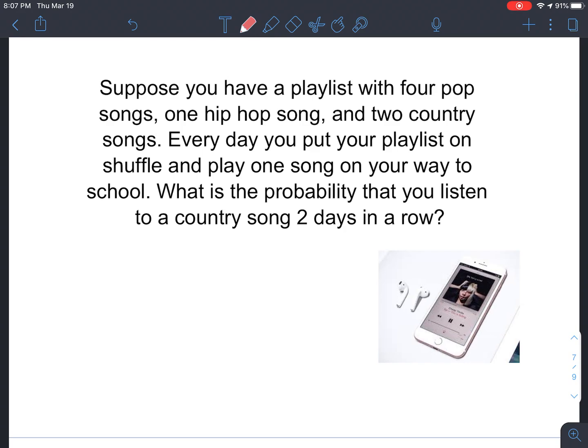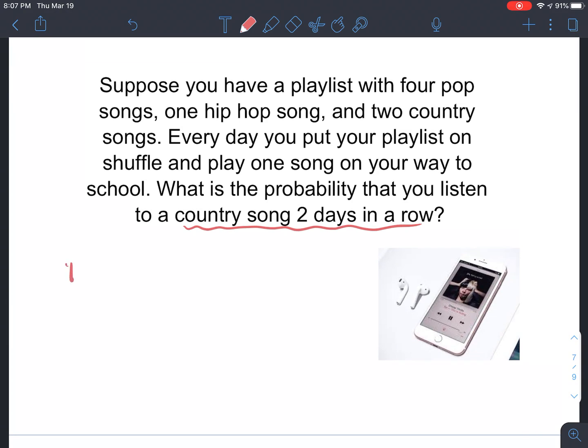So if you need a little hint here, hopefully you've pressed pause, but if you need a little hint, if you're listening to a country song 2 days in a row, listening to a country song the day before will not affect if you listen to that same country song the next day because it's selected at random. Okay, so we're looking for the probability of country and country, and they are independent events.